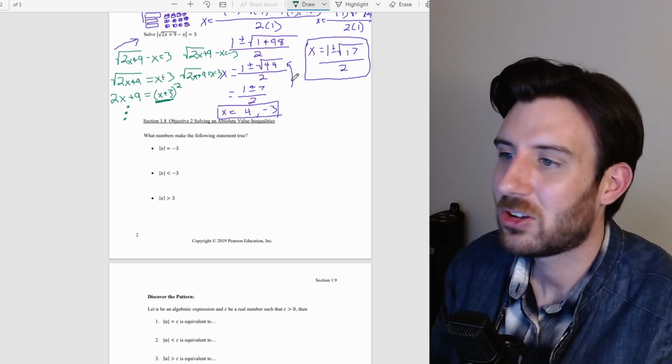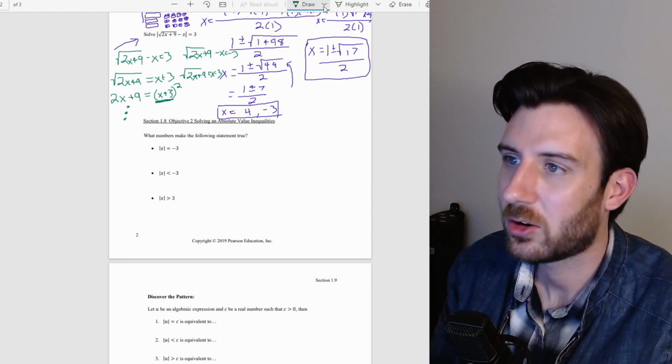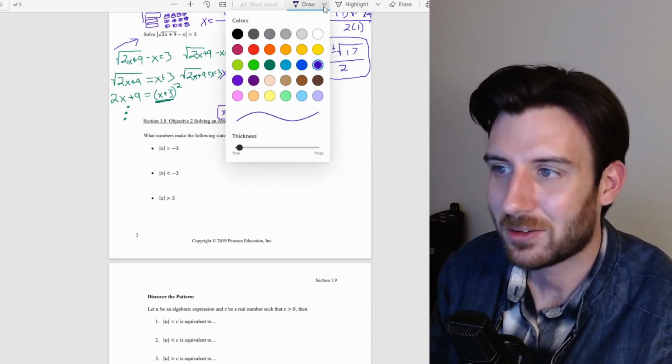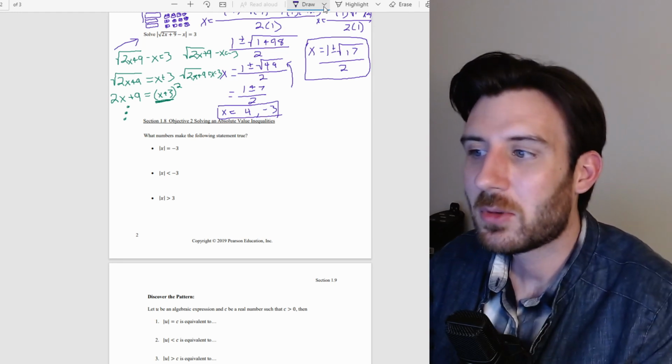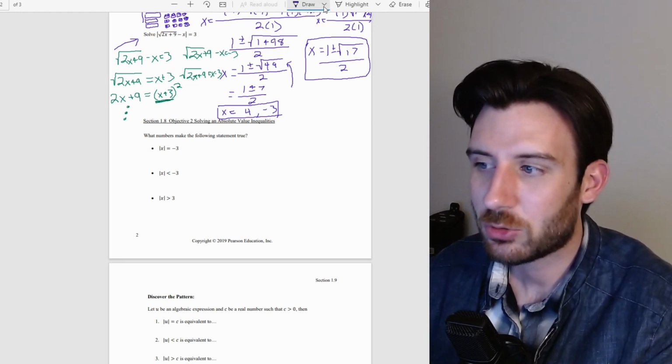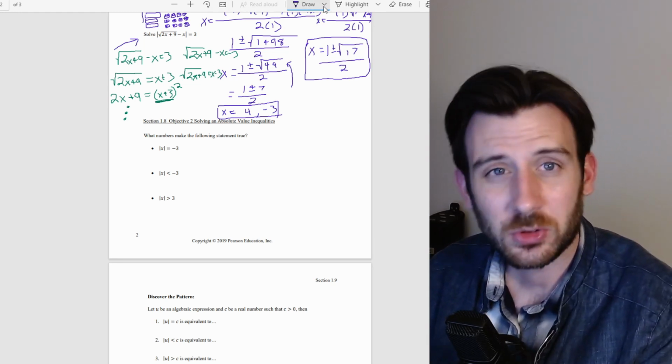Let's be curious mathematicians and make sure that as we're developing math together, we aren't creating something that's going to be a conflict. So, what numbers make the following statement true if I said the absolute value of x has to be equal to -3?